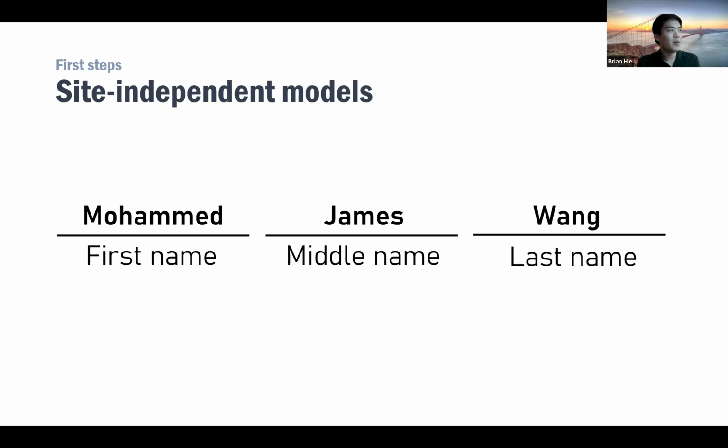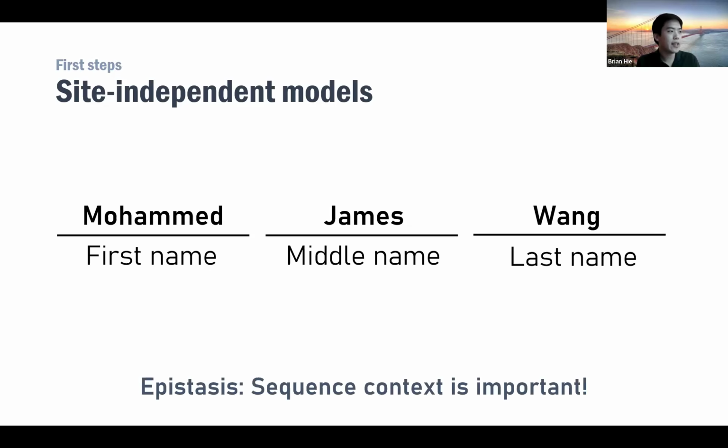And so Muhammad James Wang is actually a very interesting name, but it's also a very rare name if you look over the global human population. And so what happened here, the idea is that the choice of the first name will influence the choice of the middle name and the choice of the last name. And likewise, in biology, for example, a protein sequence, the choice of an amino acid at the beginning of a sequence will influence the choice of amino acids in the middle and at the end of the sequence.